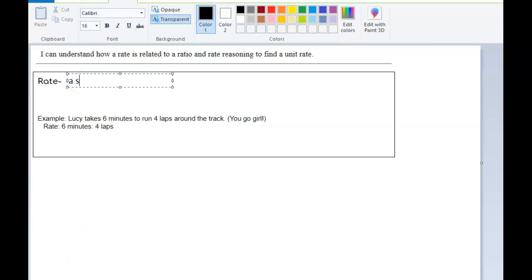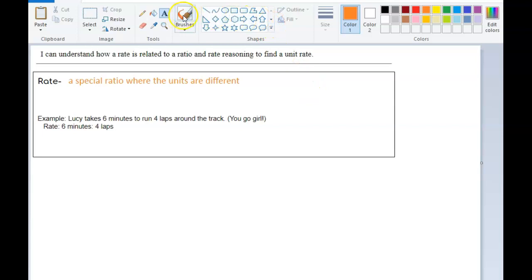It is a special ratio where the units are different. So we've actually dealt with these before, but now they have a special name, okay? So it's ratios with different units, okay? So if I'm looking at this one, Lucy takes 6 minutes to run 4 laps around the track, which is a pretty good time, all right? Notice minutes and laps are different units, so it's considered a rate, all right?